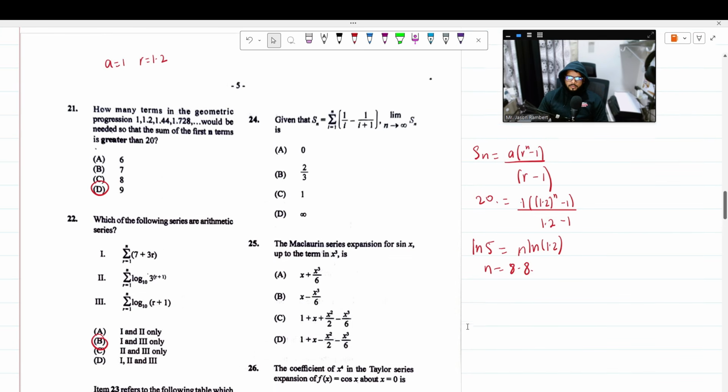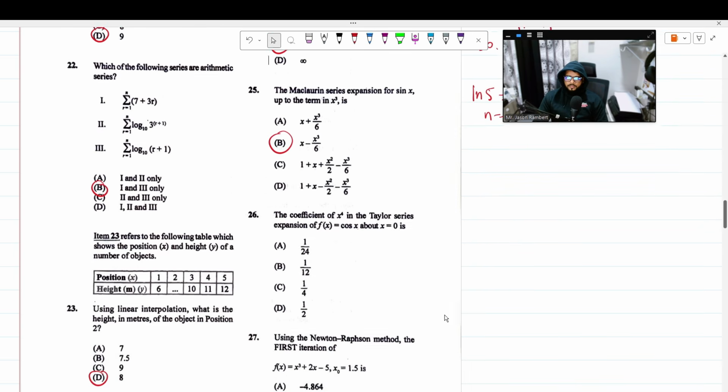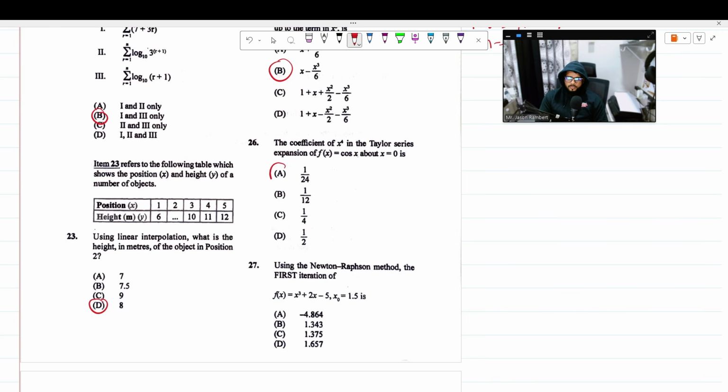Maclaurin series for, oh god, I see 25. I see the answer for 25 already. I'm putting it down. I know the answer for this is 1. The coefficient of x to the power 4 is 1 on 24.